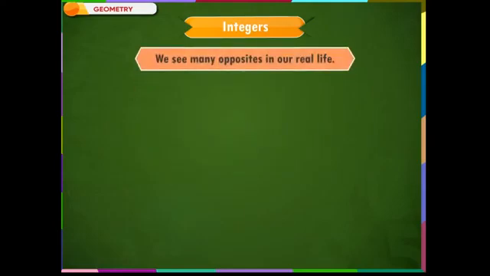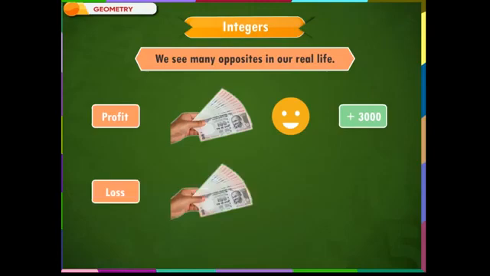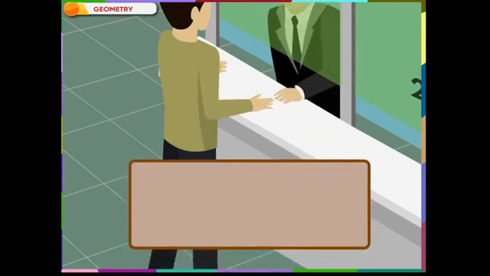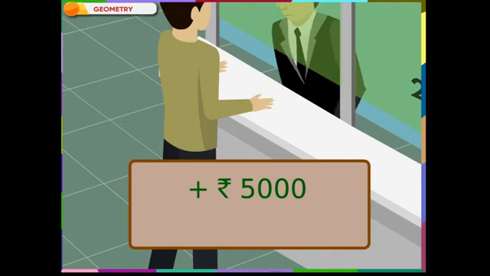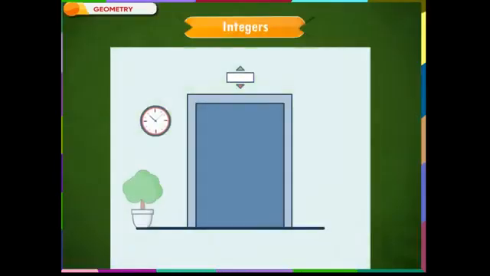We see integers at many places in our real life. We see many opposites in our real life. For example, profit means plus 3,000. Loss means minus 3,000. Mr. Mohan deposits an amount of rupees 5,000 to his account. This amount gets added to his account. That is plus 5,000. Mr. Mohan withdraws money from his account. So, an amount of rupees 5,000 reduces from his account. That is minus 5,000.